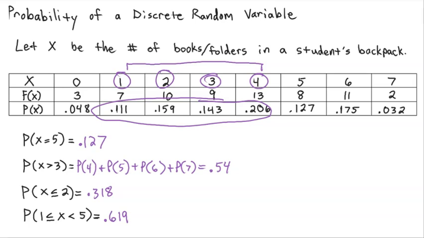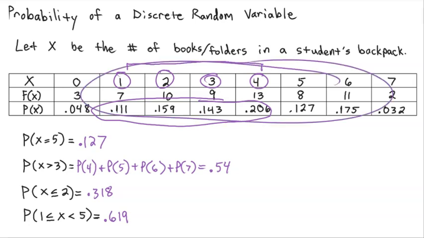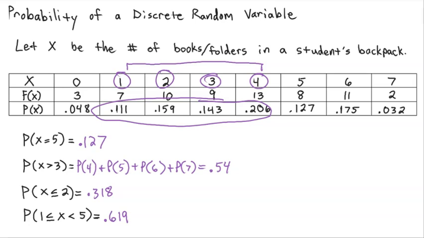And you can use your calculator and verify that, okay? And this is how we take a discrete random variable probability table, and we identify probabilities equal to, greater than, less than, or greater than or equal to, or less than or equal to, and then we also do between probabilities.